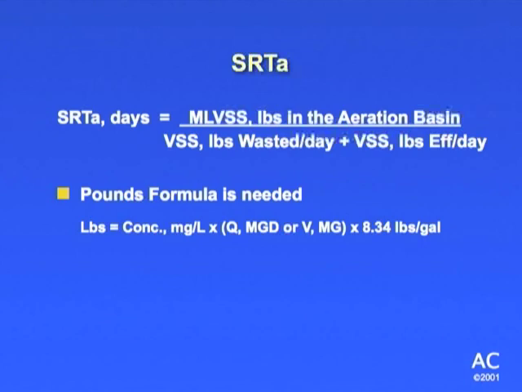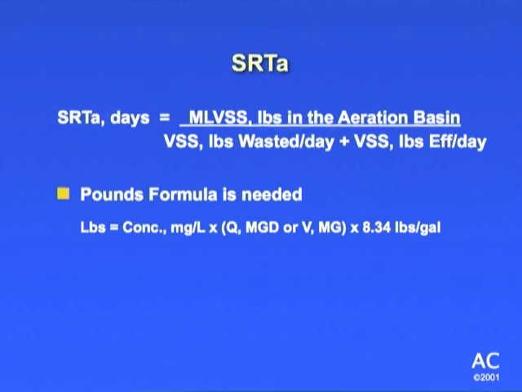Right, VSS, okay. And so you need the pounds formula, and as y'all remember, pounds is your milligrams per liter concentration times your flow or volume, depending on what type of pounds you're calculating, times 8.34 pounds per gallon, and that gives you your pounds of what you're looking for in your wastewater treatment process.